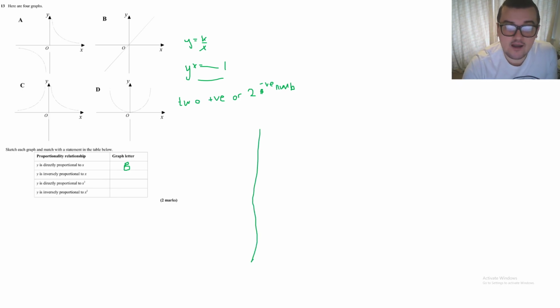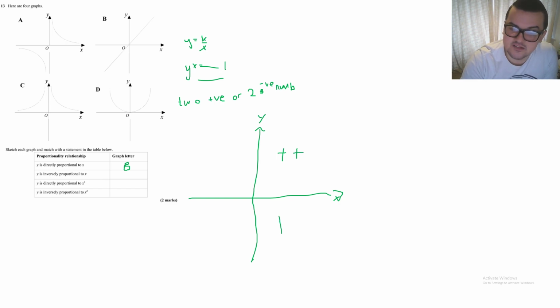So if we draw a basic graph where we have 4 quadrants, and here is x and here is y, this is where there's a positive x and a positive y. This is where there's a positive x and a negative y. This is where there's a negative x and a negative y.